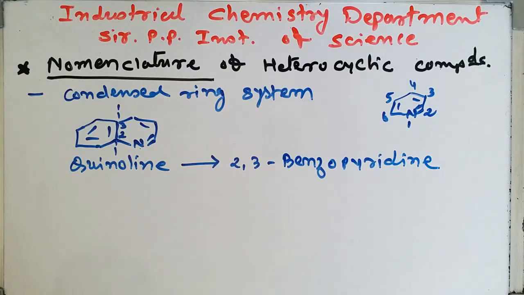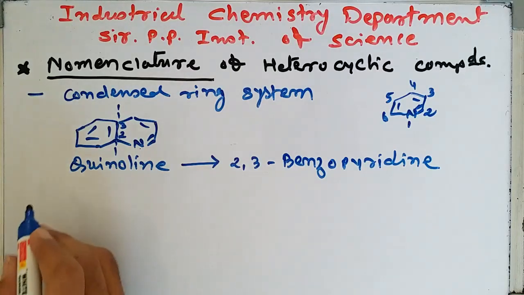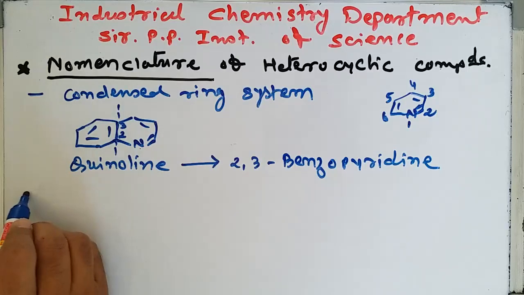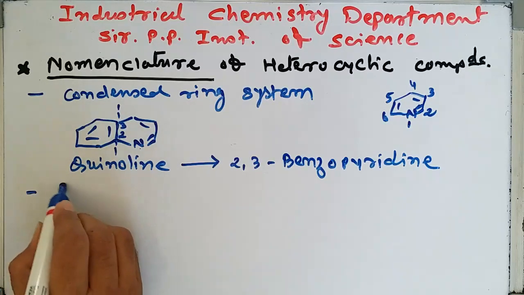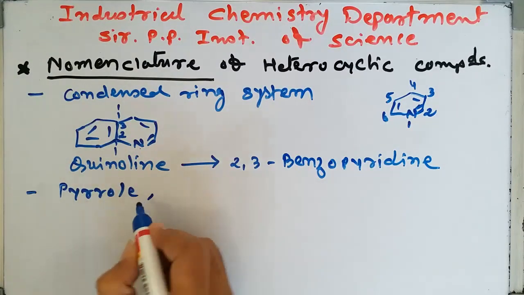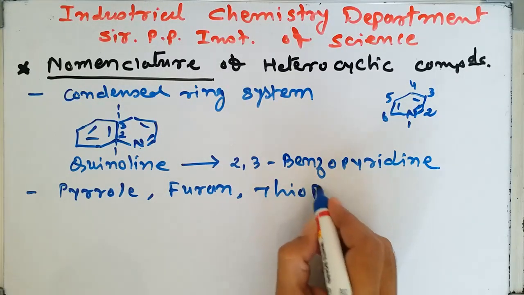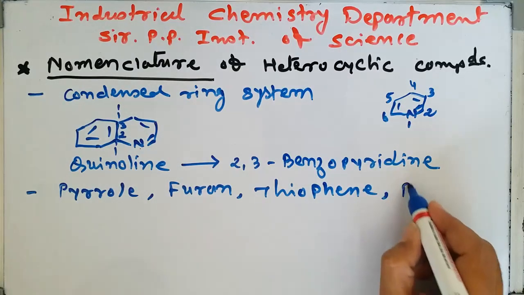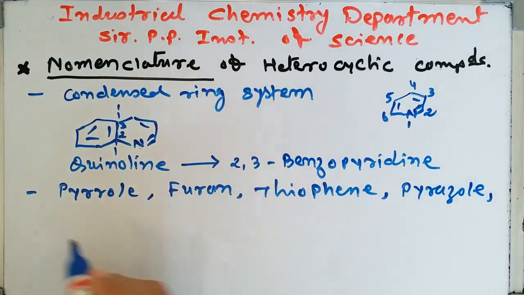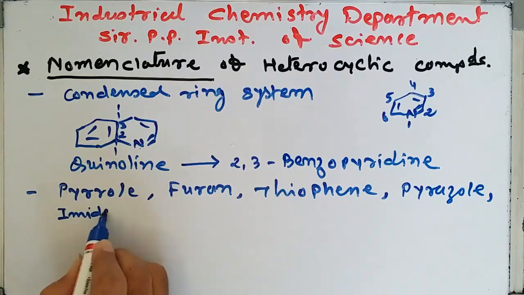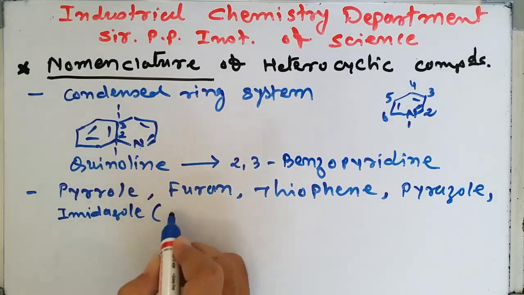Now, according to our syllabus, we have some important heterocyclic compounds. So, we start synthesis of heterocyclic compounds. According to our syllabus, we will discuss synthesis and properties of pyrrole, furan, thiophene, pyrazole, imidazole, or imidazole.